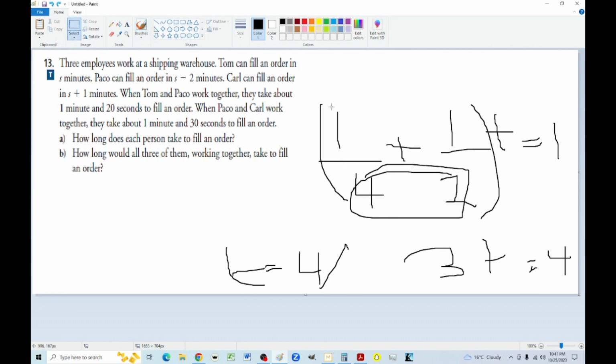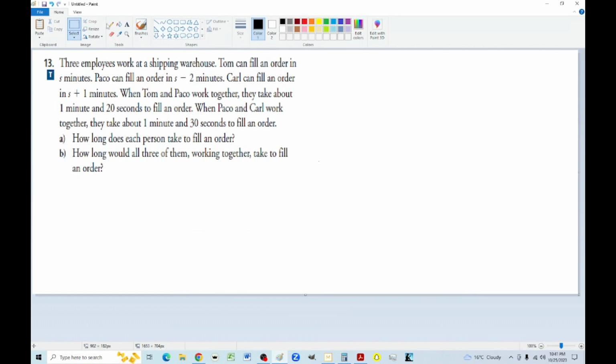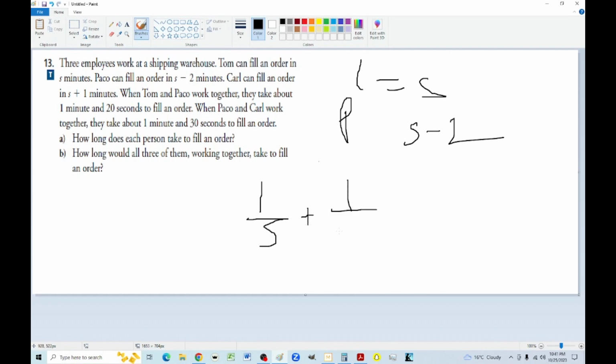Well, it's the same thing in here, and interestingly, we don't need all 3 of them, so I don't know why they give us that. Since Tom is equal to S, he gets it done in S, and Paco can do it in S minus 2. When we work together, we will accomplish the task. So it's 1 over S plus Paco's 1 over S minus 2. Now keep in mind, this is in minutes, so we might want to convert this minus 2 to seconds because it's going to be easier. This time they tell us Tom and Paco get the task done in 1 minute and 60 seconds, which is 80 seconds, and we get one task done. So it's a lot easier to do it like that.